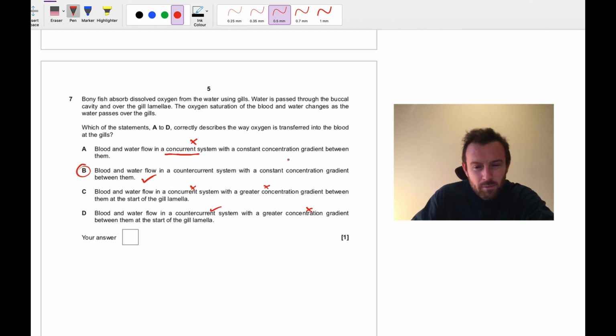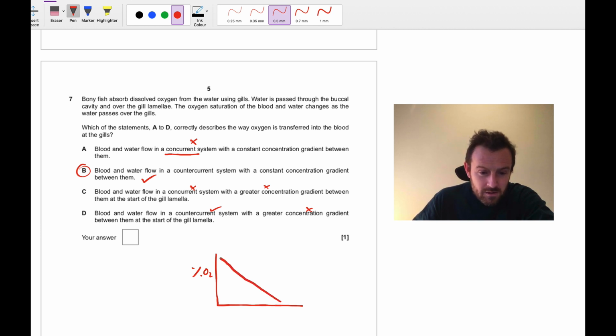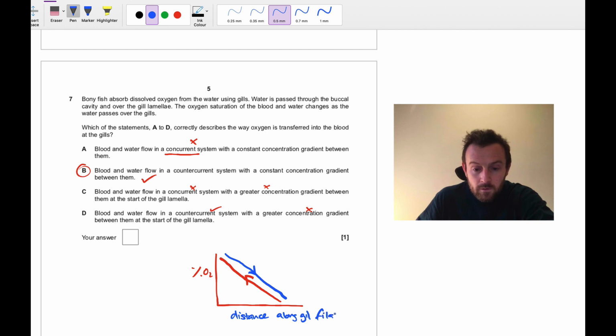B. And that's because if you remember the diagram, I'll just draw it down here, it looks a little bit like this. This is percentage O2, and we have the blood flowing this way, getting more oxygenated, and we have the water flowing this way, getting less oxygenated, if this is distance along the gill filament. Okay, so therefore it's B.